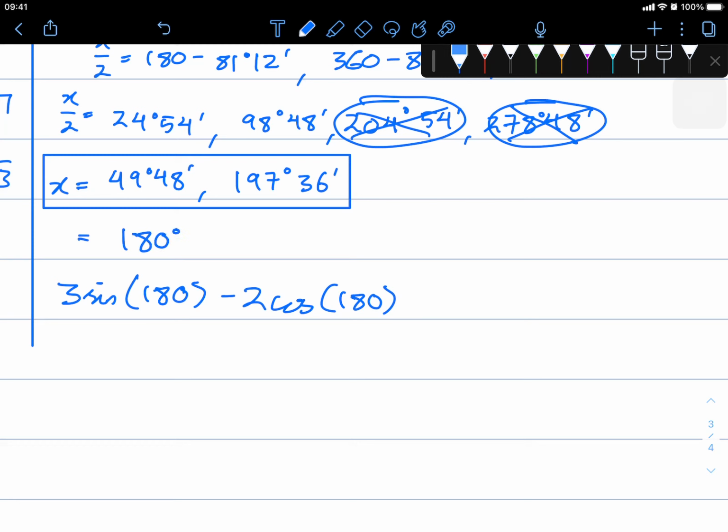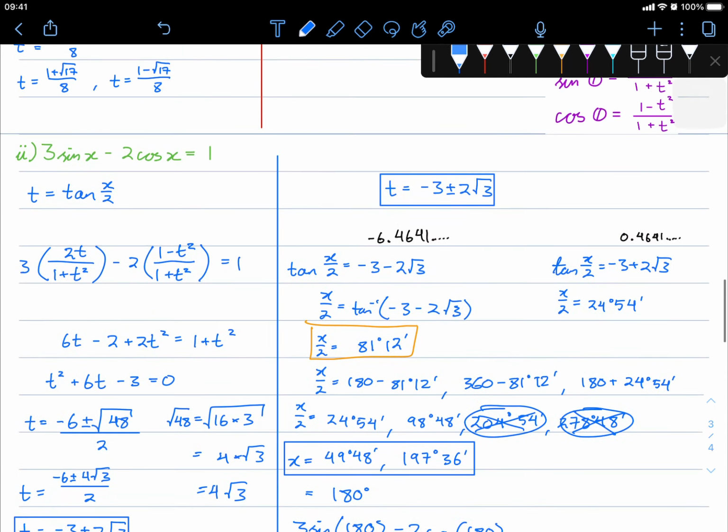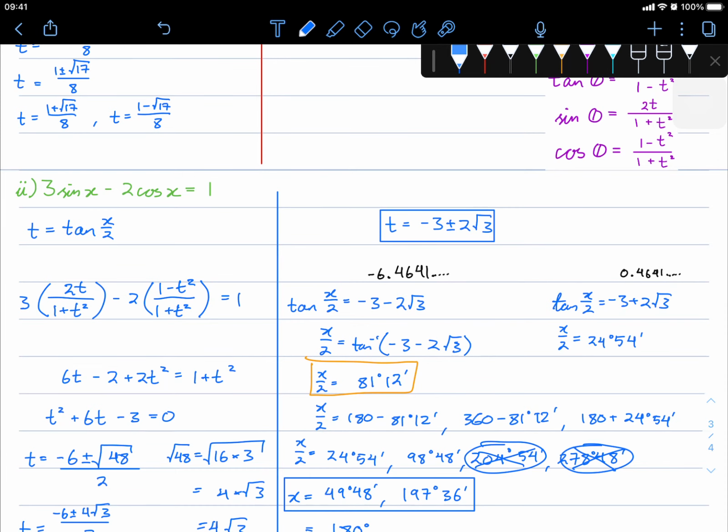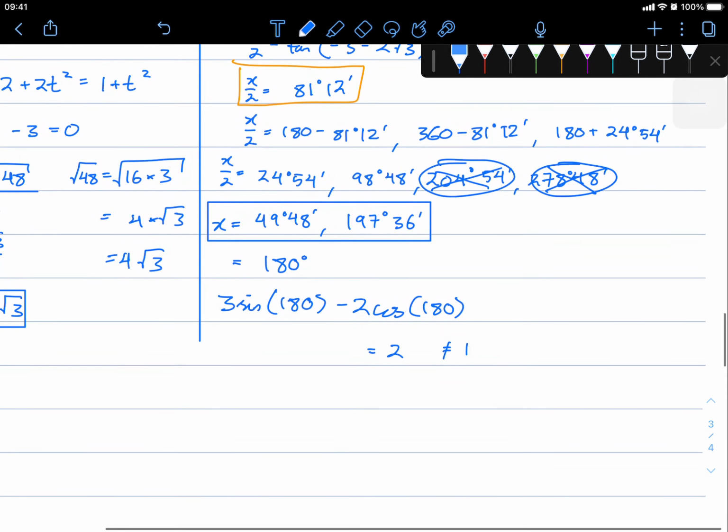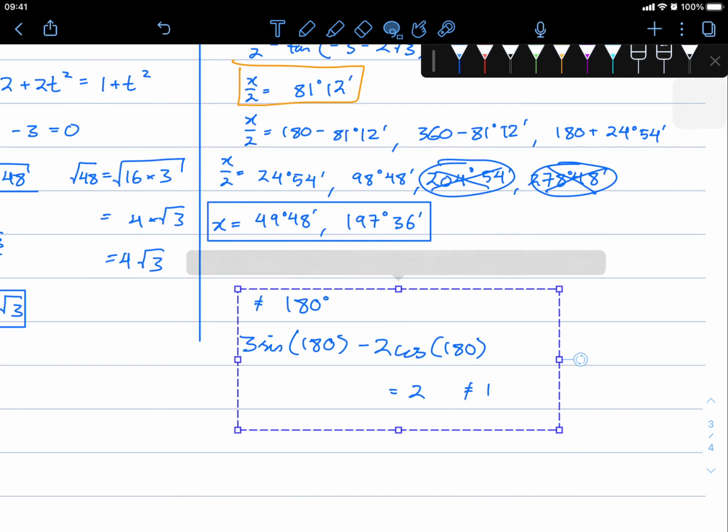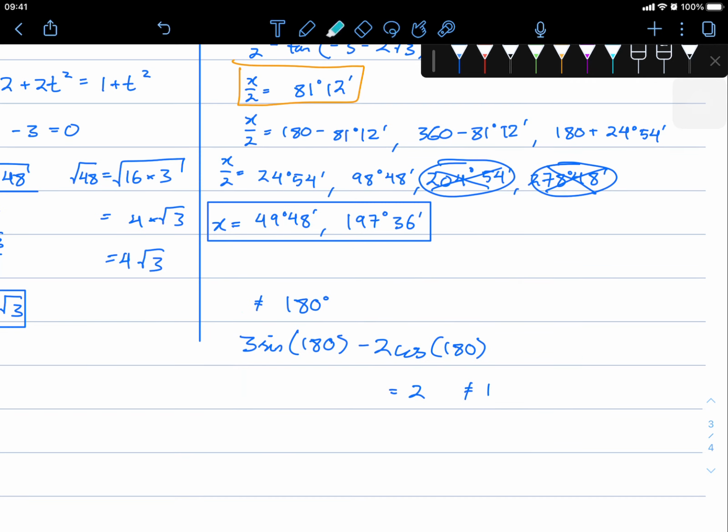If this does equal 1, then another answer is 180 degrees. So let's check this first. 3 sine 180 minus 2 cos 180. We get 2, which is not equal 1, which is what it should have been. So fortunately for this, we don't need to check 180 as our answer. So that's not part of the solution, but we should still always check. So our only two solutions are these two here.